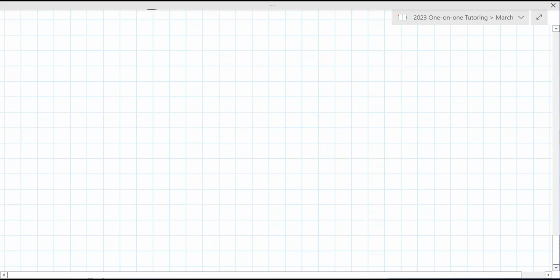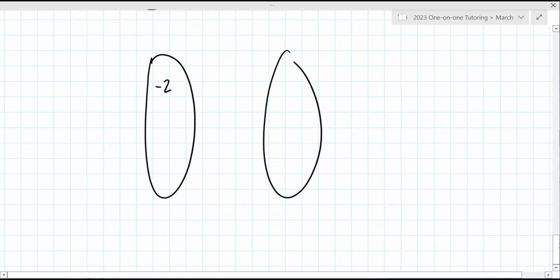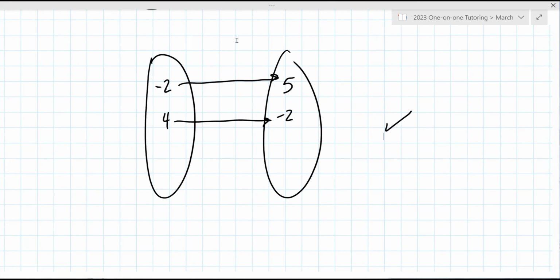Let's look at the last one here. -2 goes to 5, and 4 goes to -2. Notice I didn't draw 4 again because it already goes to -2. So this is also a function. Again, there are no duplicates in the input. You might be asking, what would it look like if it were not a function? Let me show you that now.